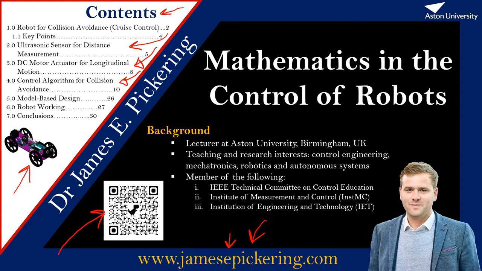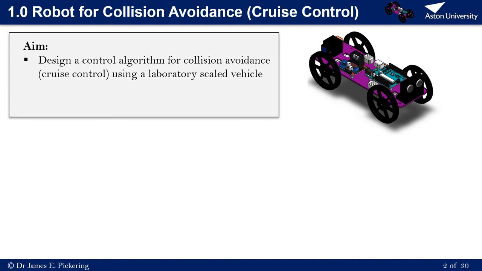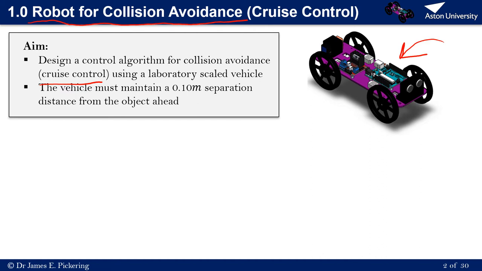So what we're going to cover initially is the problem that I've introduced: the robot for collision avoidance or cruise control. The aim is to design a control algorithm for collision avoidance or cruise control using a lab scaled vehicle. I'm not going to go into details of the bits and bobs on the car at this point, because we'll talk about that as we move through. What we want the vehicle to do is maintain a 0.1 meter separation distance from the object ahead. So if this vehicle is traveling forward and something comes out in front, or it's following a vehicle ahead, we want it to maintain that 0.1 meter separation distance.